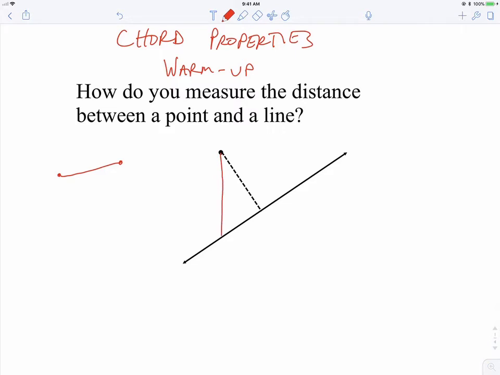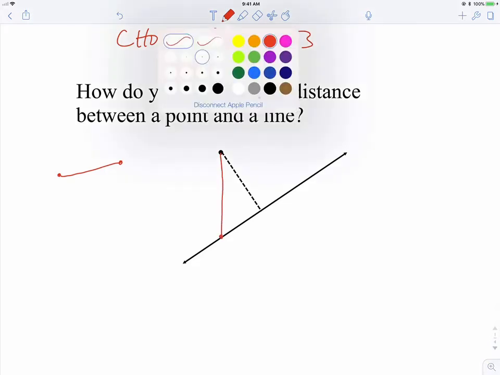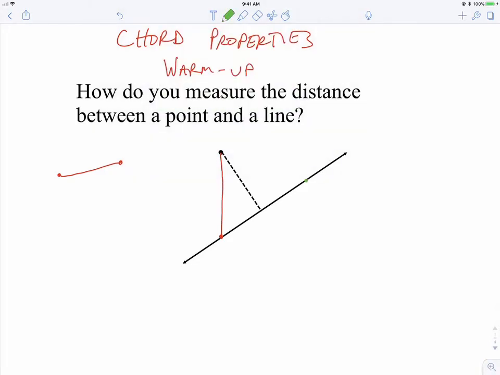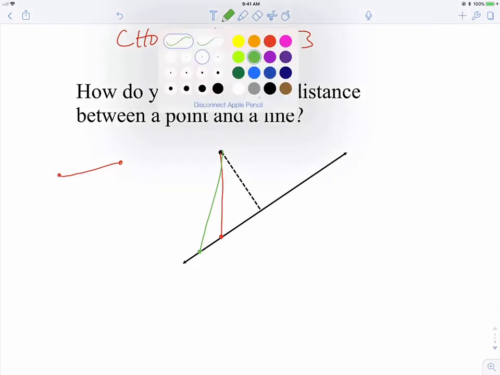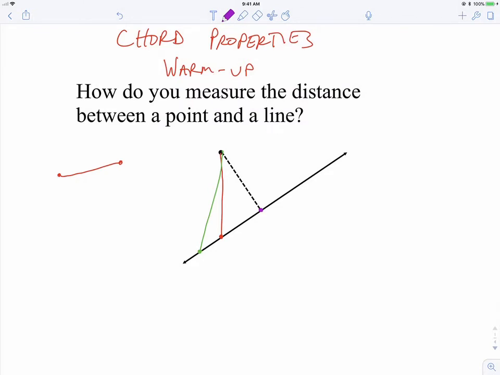So like, do I go to the red point? Or do I go to the green point? If I measure those distances, the green distance and the red distance are not the same, right? So how do you know which point to go to? Well, really, you're going to the purple point. It's always the shortest distance from the point that's not on the line to the line.